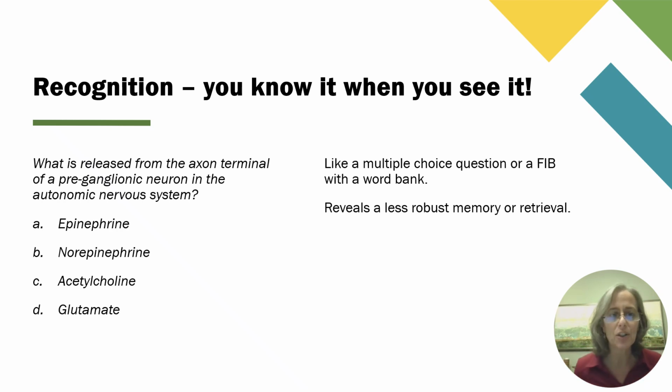So you can see the question here: what is released from the axon terminal of a preganglionic neuron in the autonomic nervous system? The same question, but I've given you some options. Now I've given you some tricky options because these are all neurotransmitters that you have heard about recently, and so that maybe was not as helpful as if I had given some wrong answer choices like serotonin or dopamine. So a lot of these are probably lighting up with recent memories. The answer is acetylcholine, by the way.